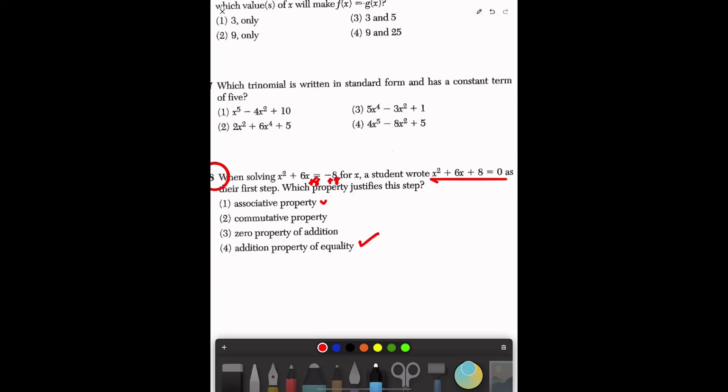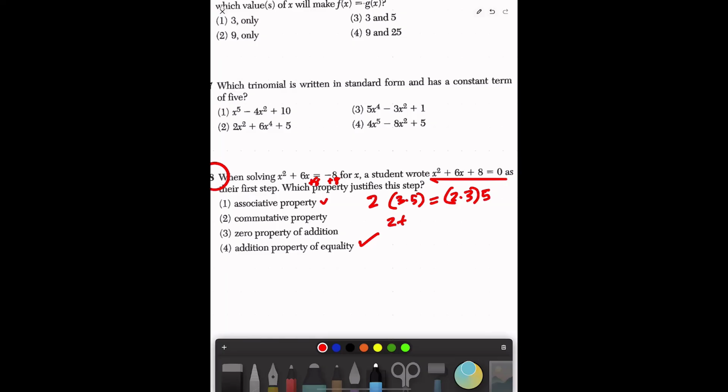Now, the associative property is just this. If I do 2 times 3 times 5, or actually, let's do it this way, this is the associative property. If you regroup them, these are equal to each other. That's the associative property.